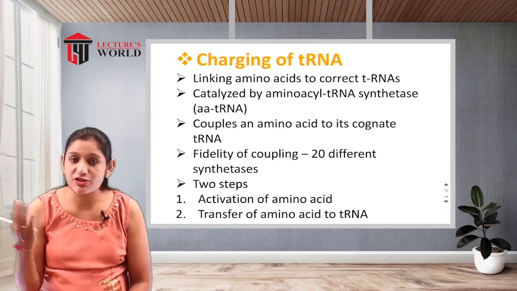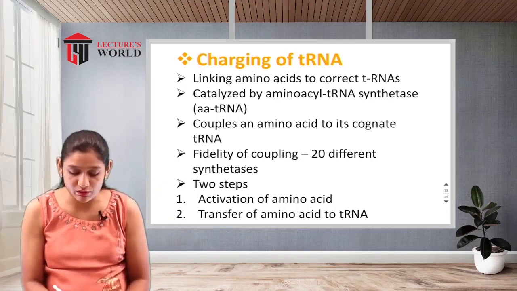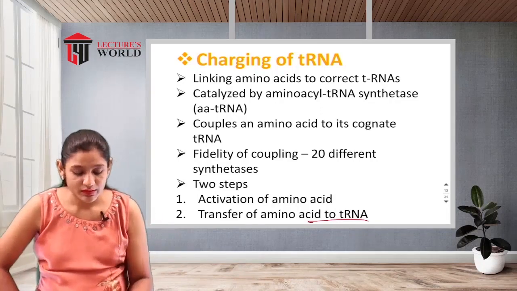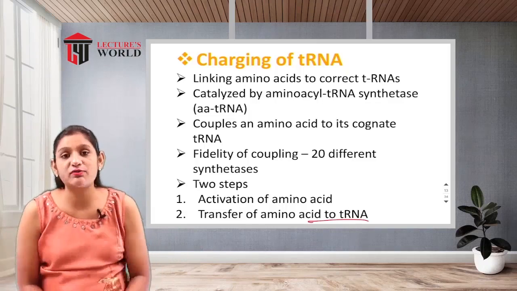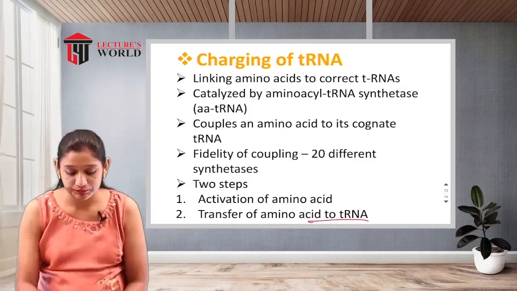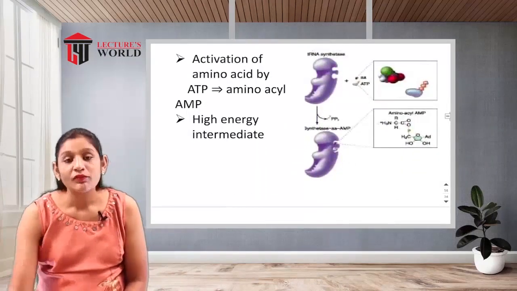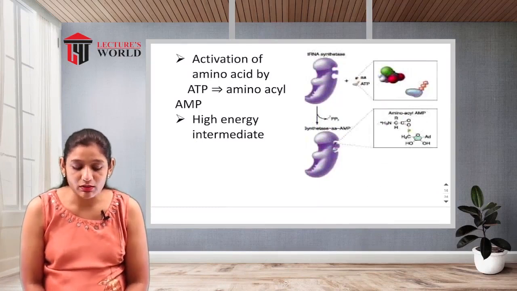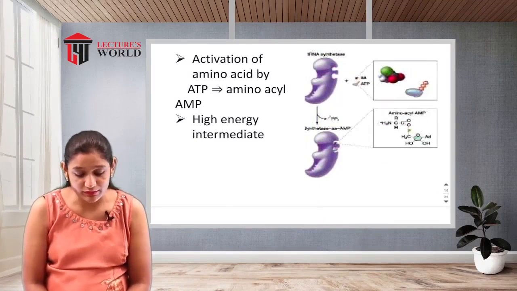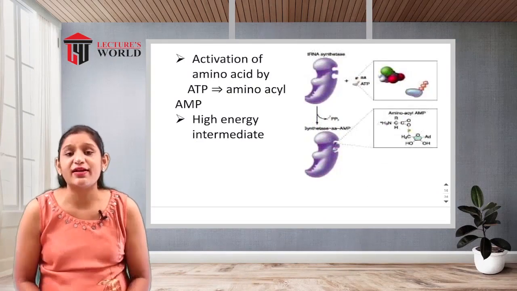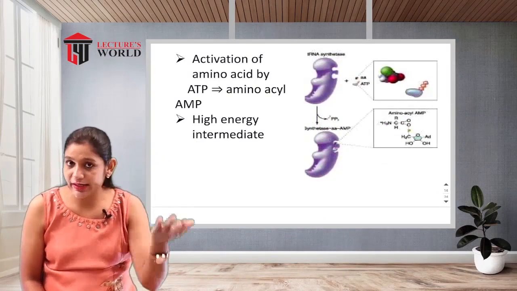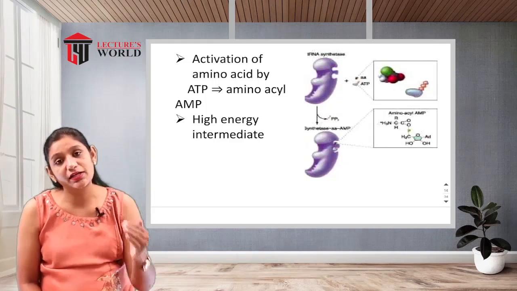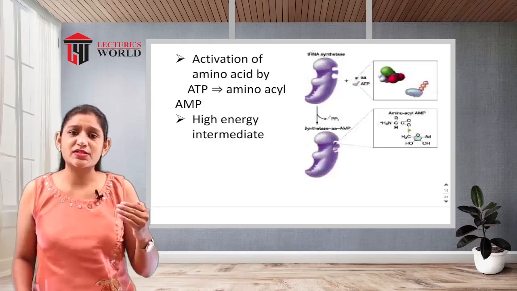It has two steps: first, activation of the amino acid, and second, transfer of the amino acid to the tRNA. Activation of the amino acid by ATP forms aminoacyl AMP, which is a high energy intermediate.